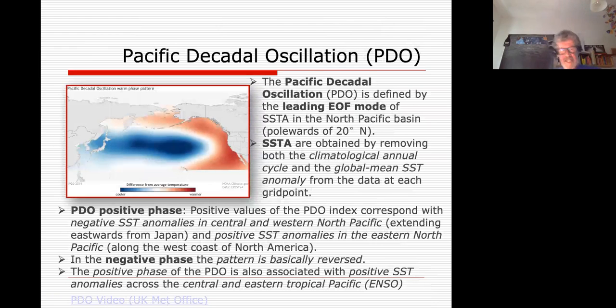Staying still at the same scale, but in a different ocean, we talk about another large-scale decadal oscillation. It is dubbed the Pacific decadal oscillation. The Pacific decadal oscillation is again defined by the leading EOF mode of the surface temperature anomaly in the North Pacific, and the area considered is poleward of 20 degrees north.